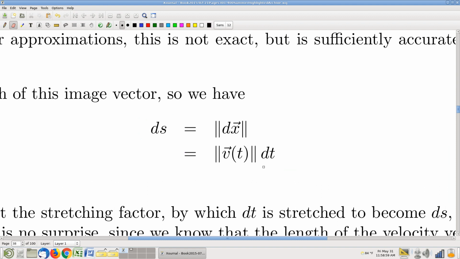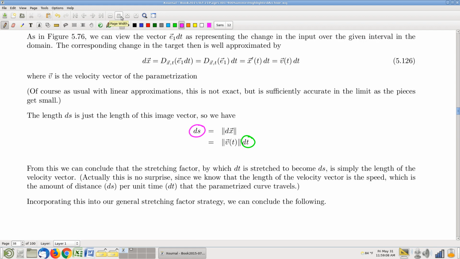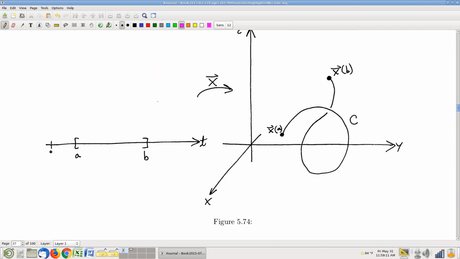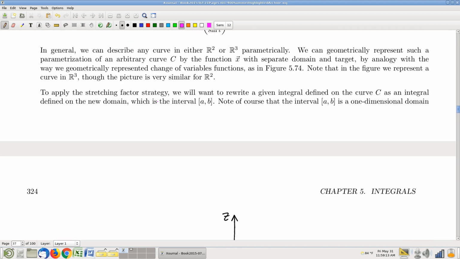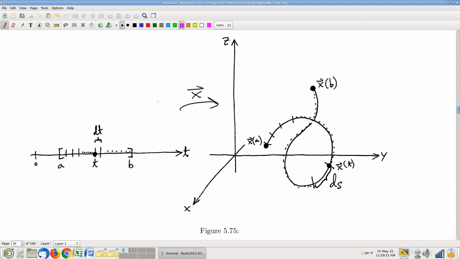Okay, so we've got our stretching factor. Input size, we have now successfully related to output size. Reminder, that's what we needed, right? That was our goal early on here. I was looking at a little piece of the domain of size dt. I needed to know what do I multiply to get this corresponding length ds. ds equals what times dt? And now we got it.